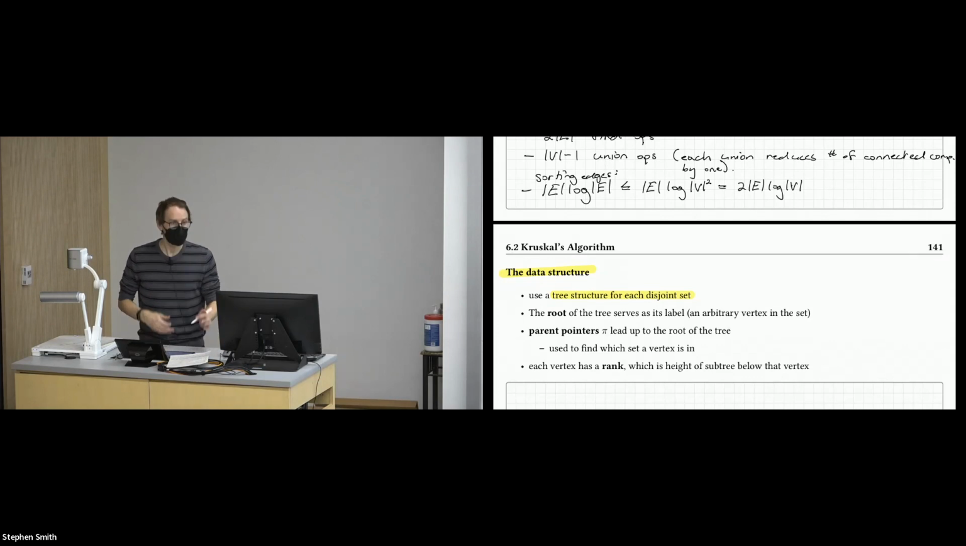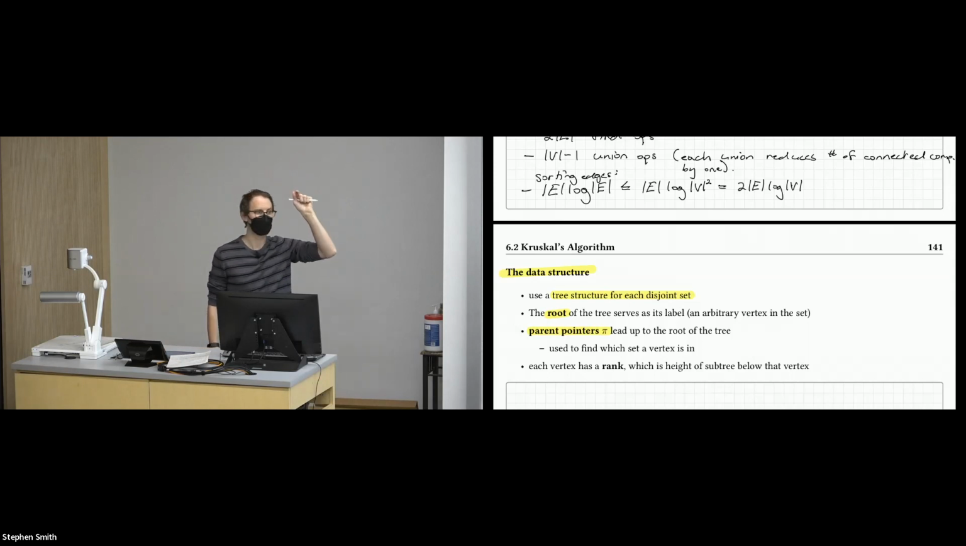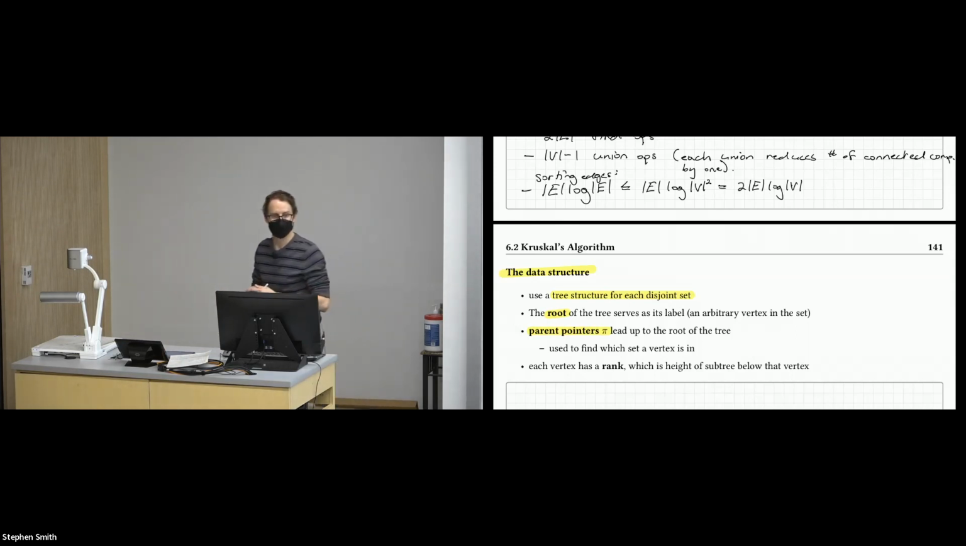So in that tree, which is going to contain all the vertices in a connected component, the root of the tree serves as its label. One of the vertices in that connected component will be at the root. Then we use these parent pointers, pi, that lead from any vertex. I can follow the parent pointers back up to tell me what the root of the tree is, and that root will be the label of that connected component. It tells me which connected component I'm in.